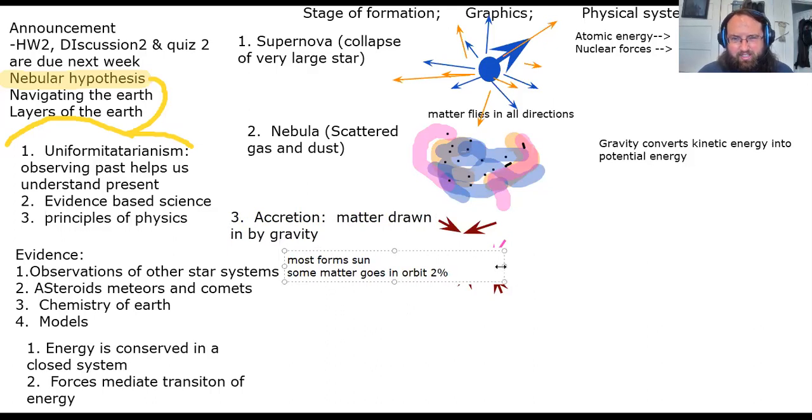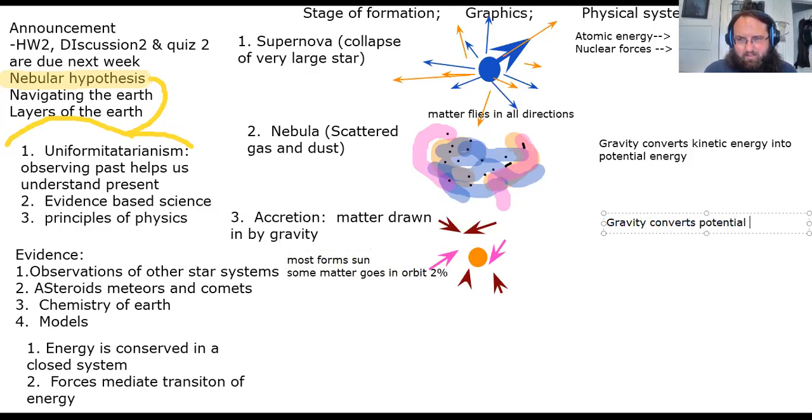Now, here's what's also starting to happen during accretion. So what you're seeing energetically, physically here, is gravity converting your potential energy back to kinetic energy. But then what's also happening is you're starting to see a lot of collisions.